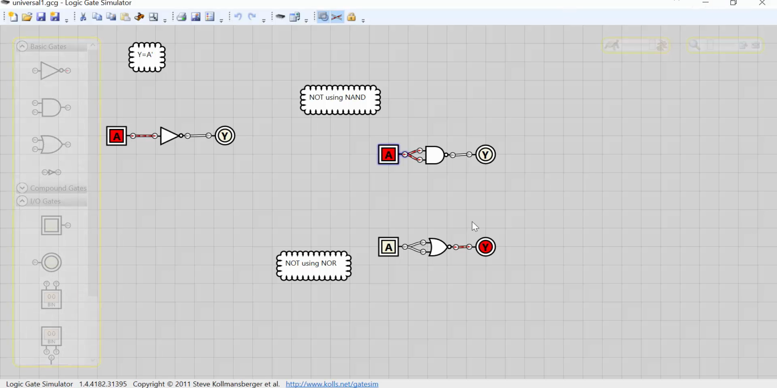Similarly, the NOT gate implementation using NOR. How is it possible? Exactly like this. Instead of the NAND, here we are using a NOR gate. If the input is 0, output becomes 1. If the input is 1, output is 0. So this one is the NAND gate implementation for NOT, and this is the NOR gate implementation for NOT.